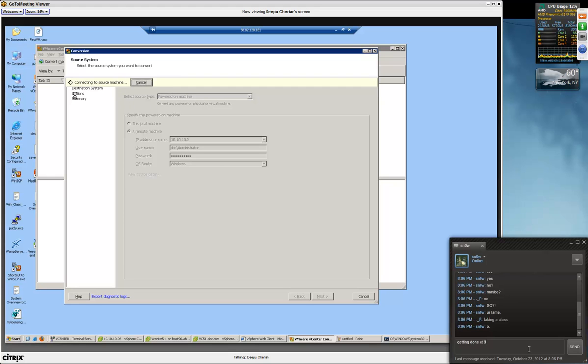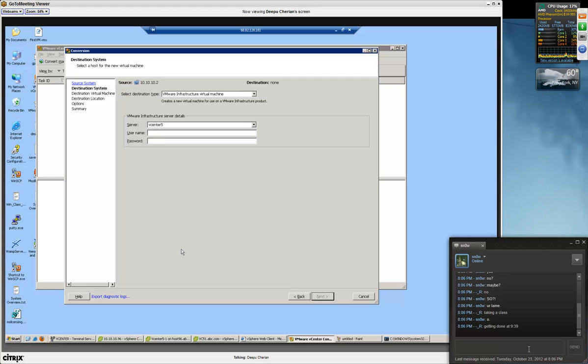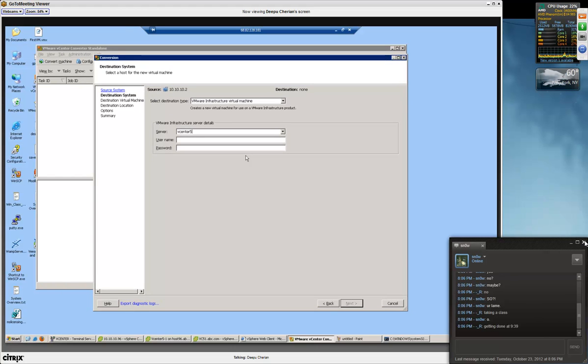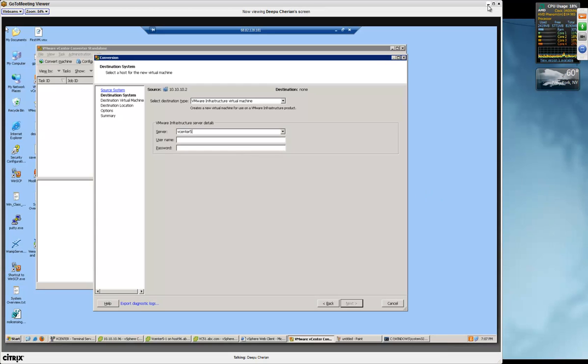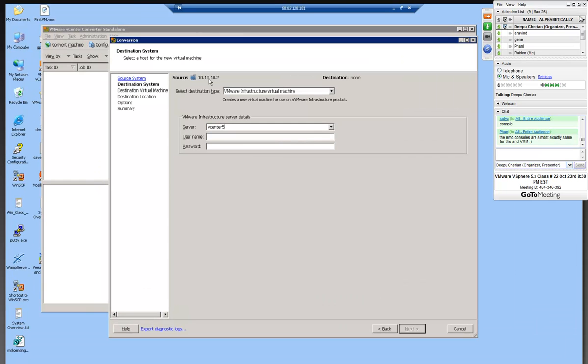Basically, what the converter is doing now is trying to connect to that machine. It did connect to that machine, and now it is asking, okay, source is 10.10.2. You see that source is 10.10.2. Now you're going to convert this 10.10.2, that is the DC1, and where are you going to make it? You're going to make it into a VM, a virtual machine. So I'm going to say virtual infrastructure VM.